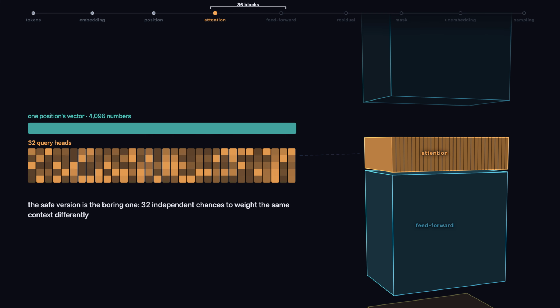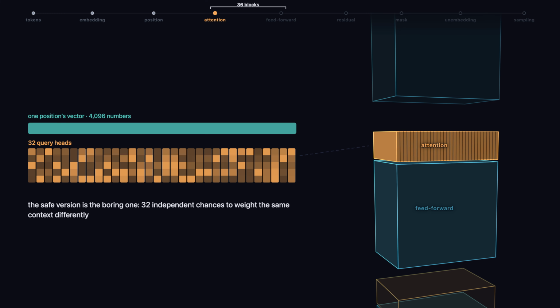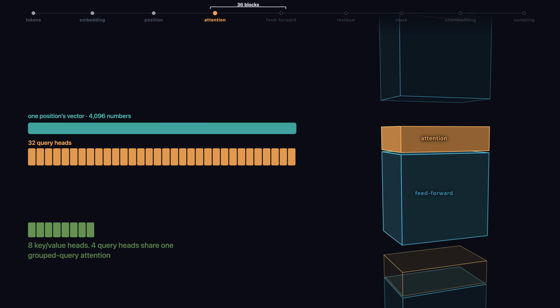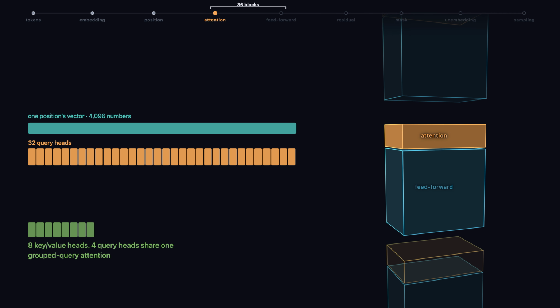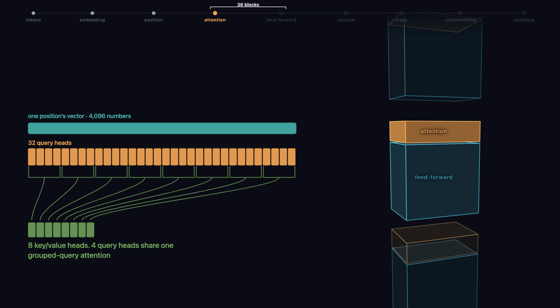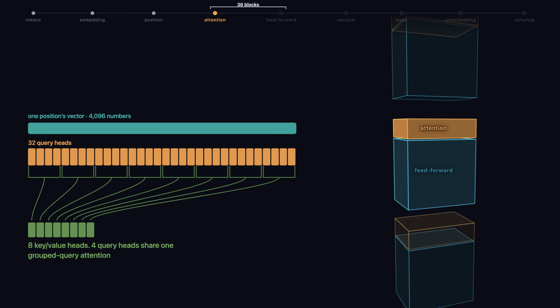32 independent chances to weight the same context differently, and the model uses them for whatever training pressure made useful. Second, and this one you can see in the shape, there are 32 queries, but only 8 keys and values. 4 query heads share one key value pair. It's called grouped query attention, and it is not about quality.